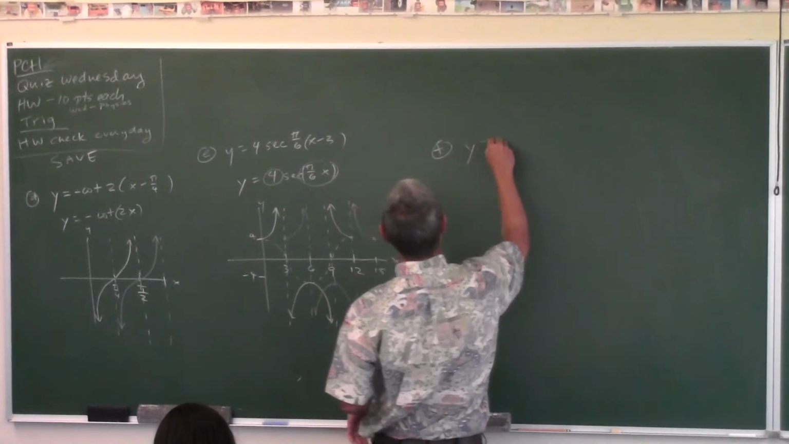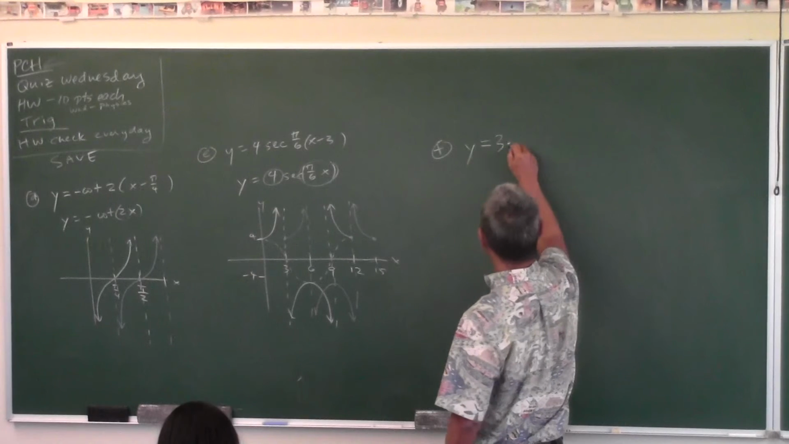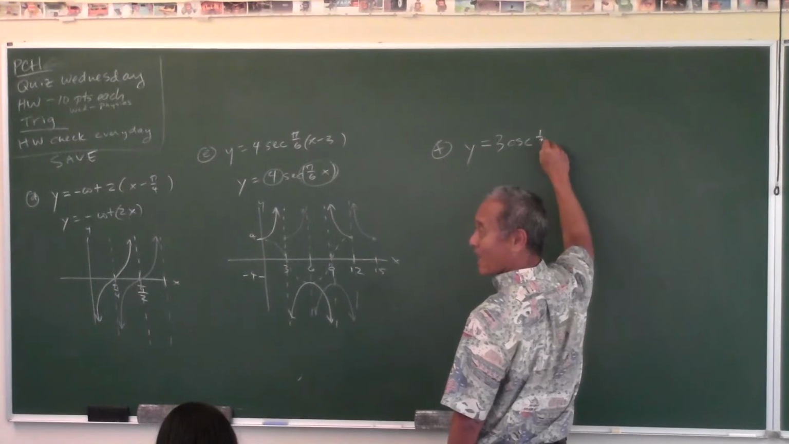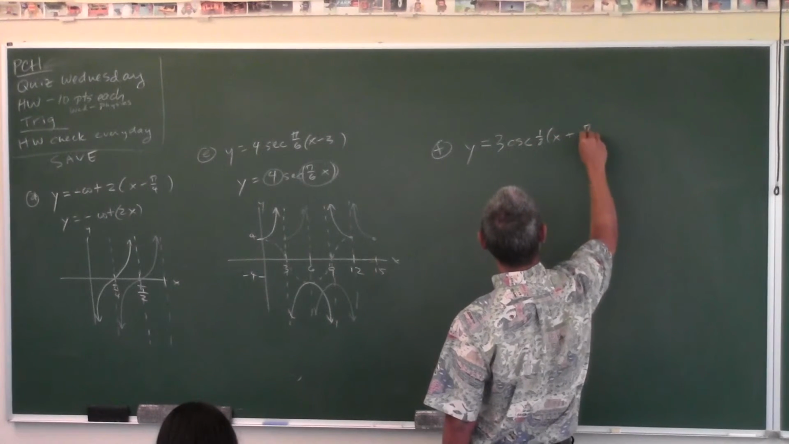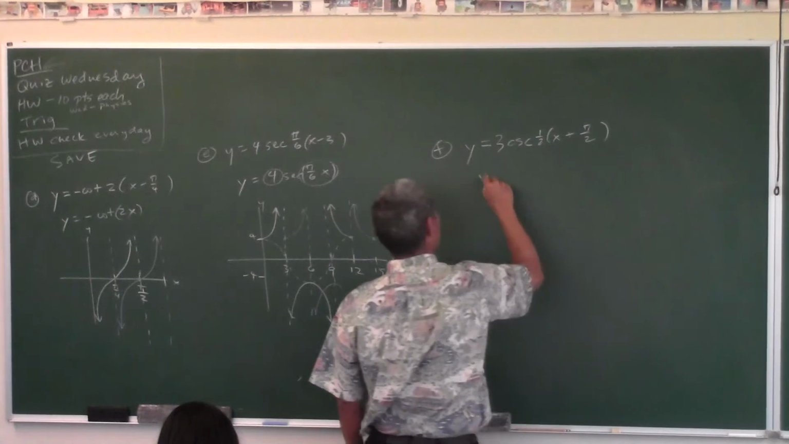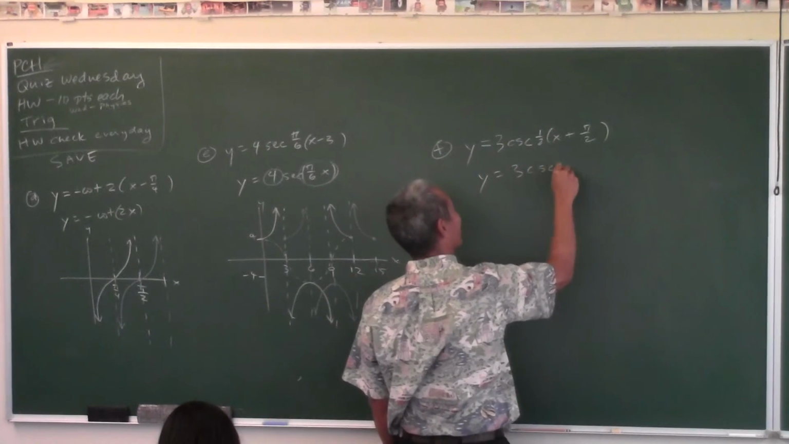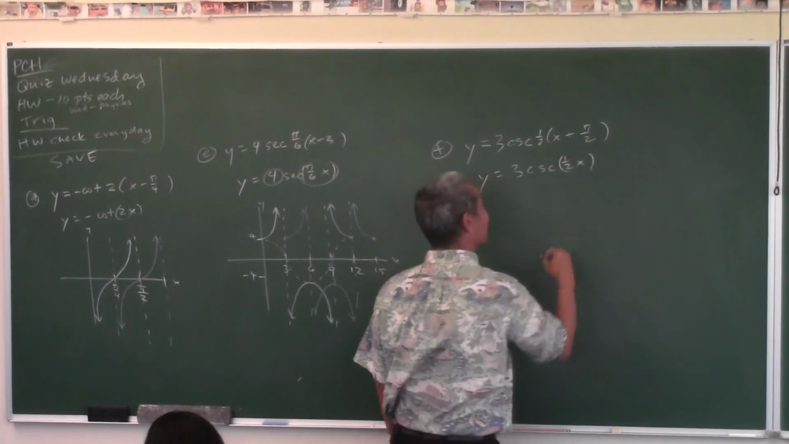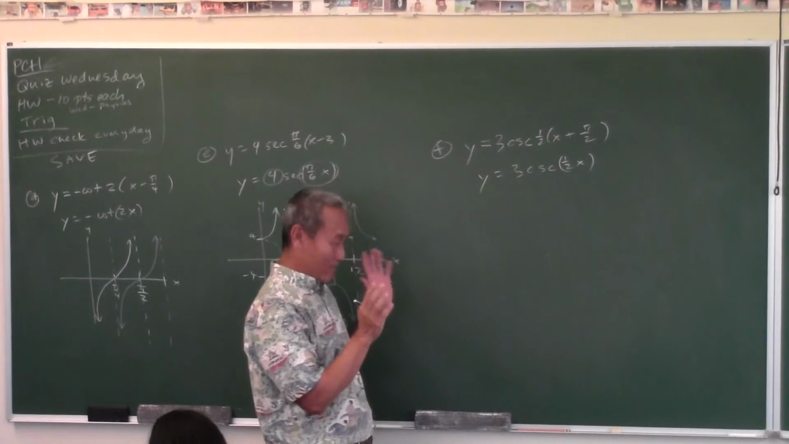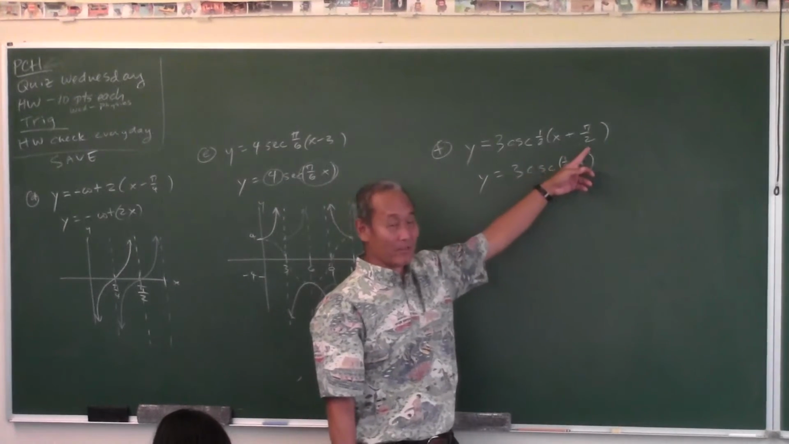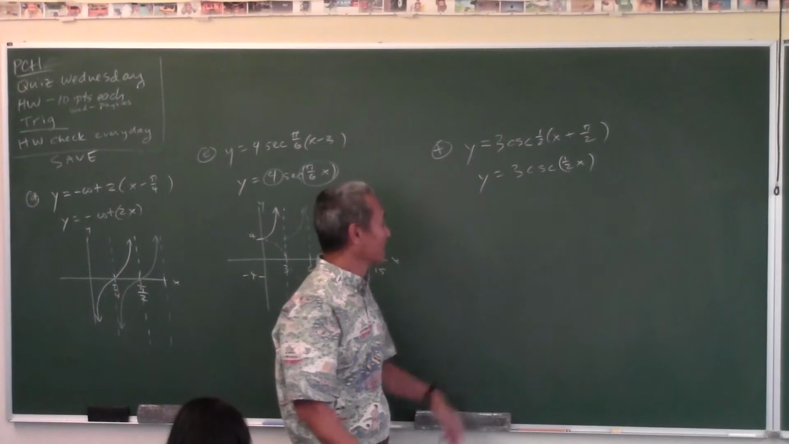F, y equal 3 cosecant 1/2 x plus pi over 2. So this is what you want to graph. Graph that. Just worry about that first, and then just shift everything pi over 2 to the left.